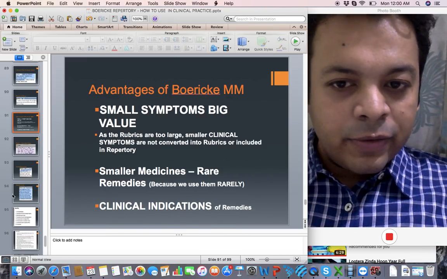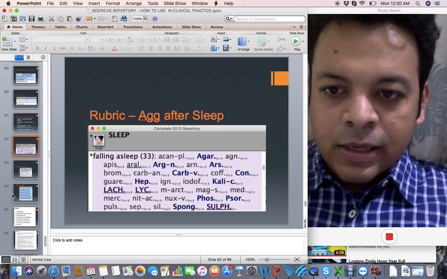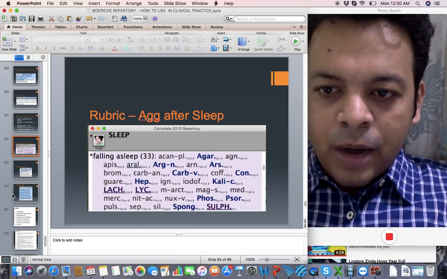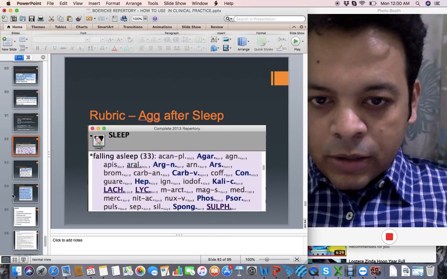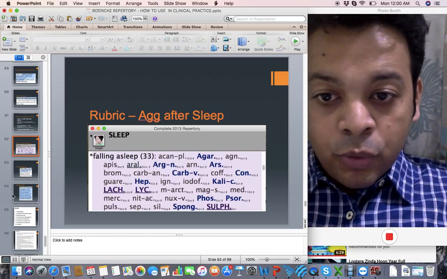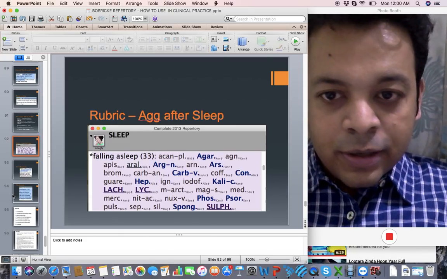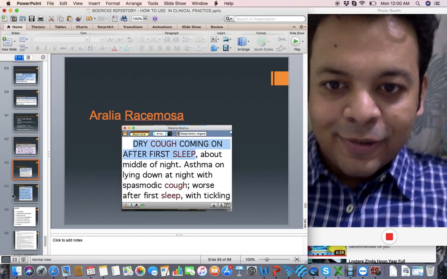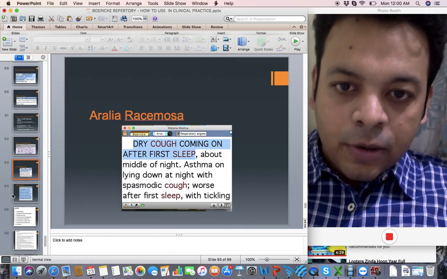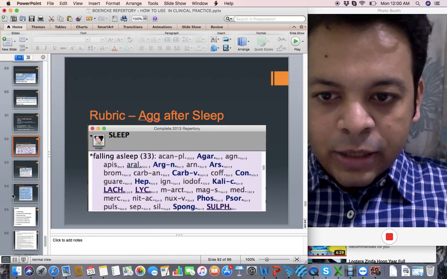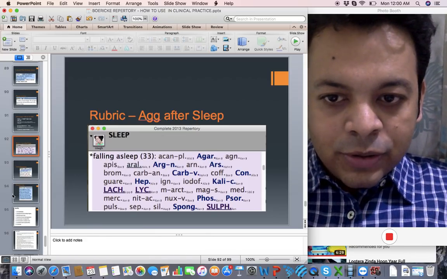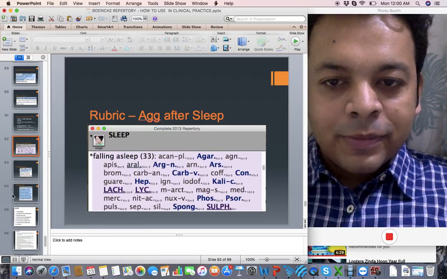Clinical indications are given. For example, a patient comes and tells you, I get cough after falling asleep. There are so many remedies. But in Boericke, the main remedy is this, you can see here. Aralia racemosa, dry cough after first sleep. But now you can't see Aralia here. You will think of Lachesis, Sulphur. So this is a small remedy, big symptom.